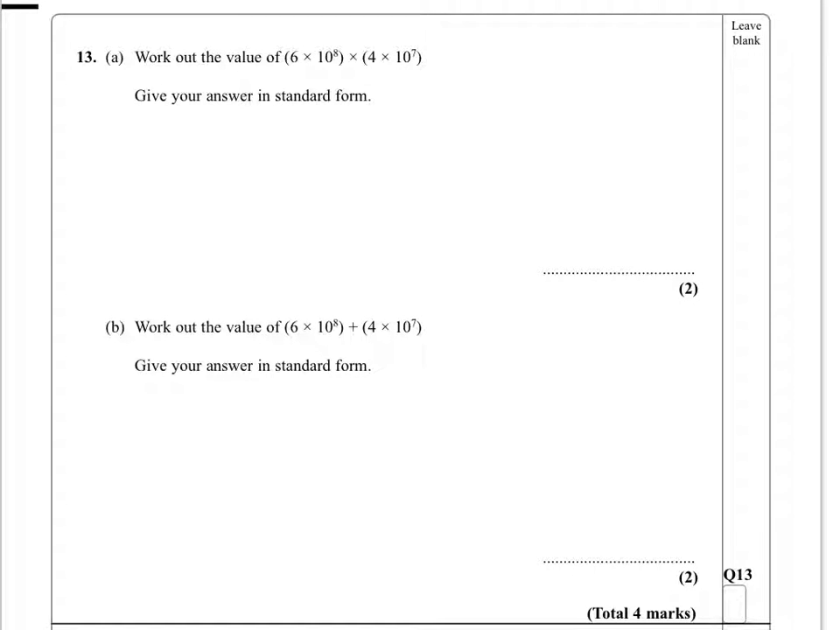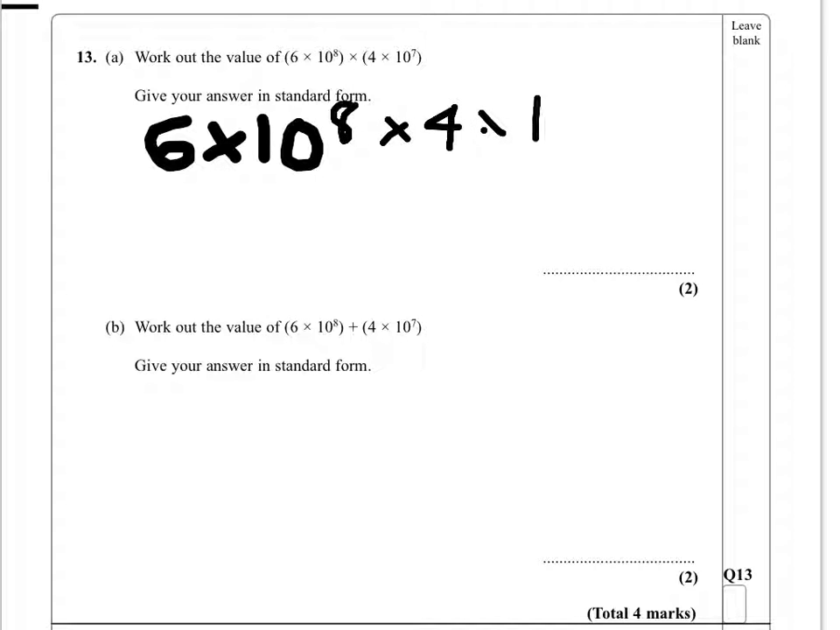Right, so we're doing some multiplication in standard form. So I'm going to write this out and remind you that when you multiply, the order that you're multiplying doesn't matter at all. Now my pen's a bit thick there, so I think we'll make that a bit smaller. Okay, so 6 times 10 to the 8 times 4 times 10 to the 7.